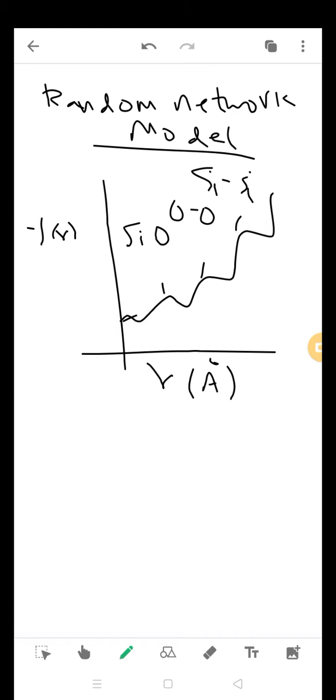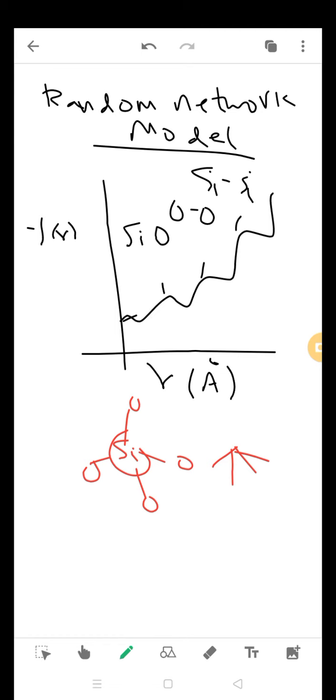Now, coming to the structure, this SiO is basically a tetrahedron. So let's try it. There is a silicon atom at the center, and there are 4 atoms surrounding it. It's like an umbrella type of thing. This is how the structure looks.